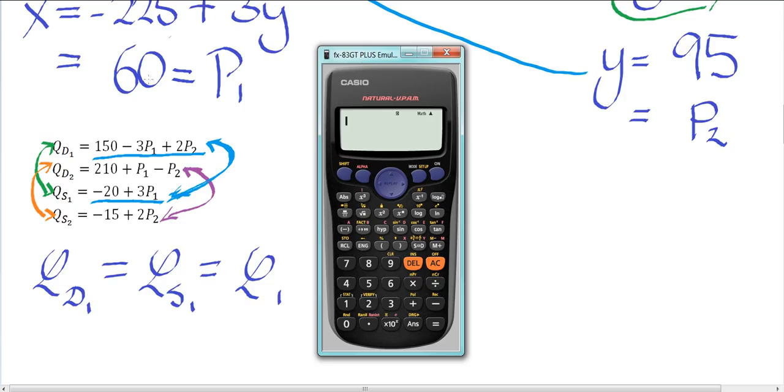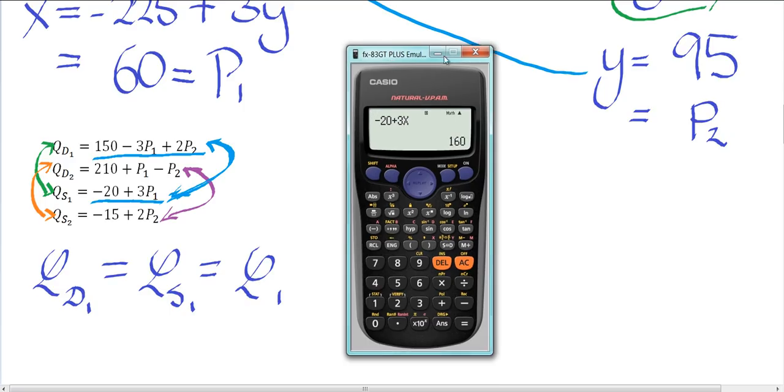So I'm going to put in P1, 60, store it into x, and 95, store that into y. Now, this makes it quick to sub in numbers, and it also makes it quick to double check is your answer correct. So the easiest thing to do is just sub the P1 in there to get a value for the Q1. So I'll have minus 20 plus 3. Remember what I called P1? I called it X. So I need the alpha button to get that, X, and I get 160.